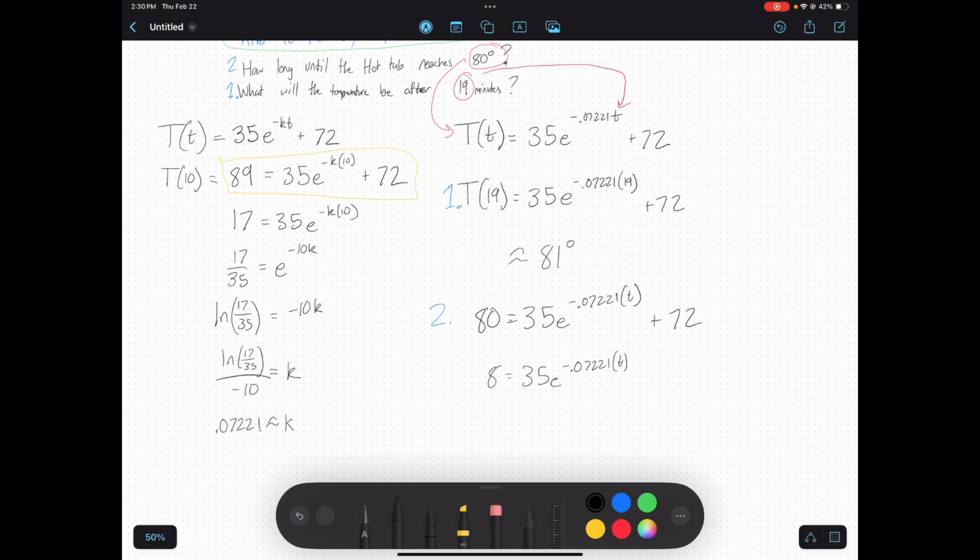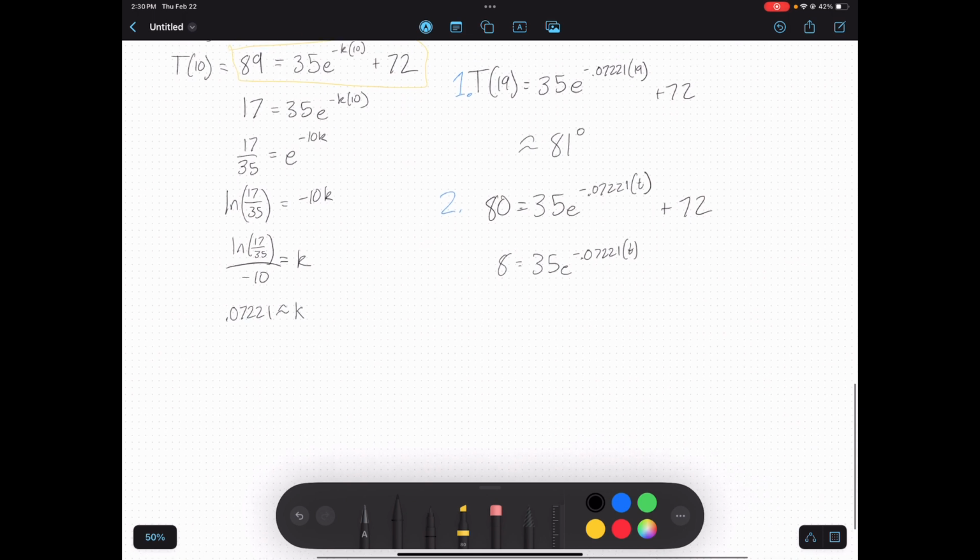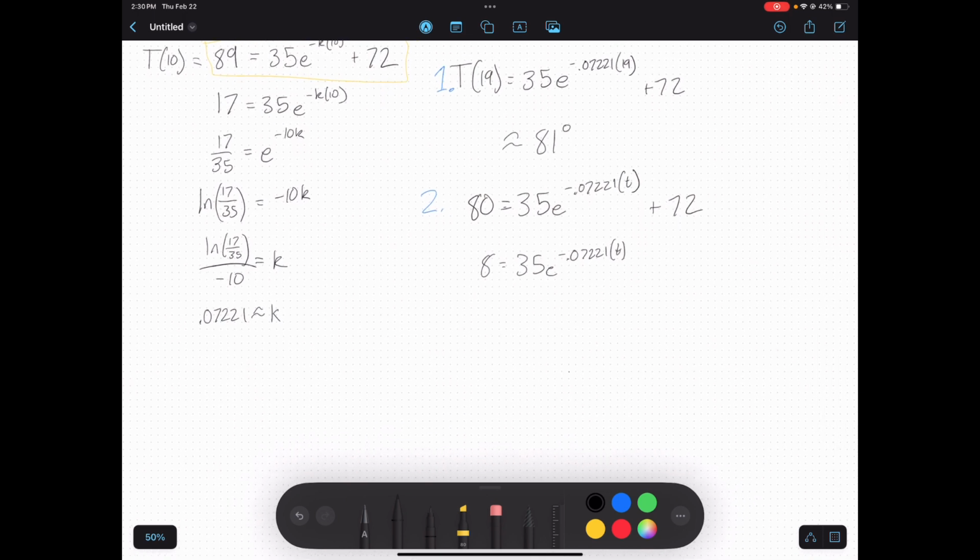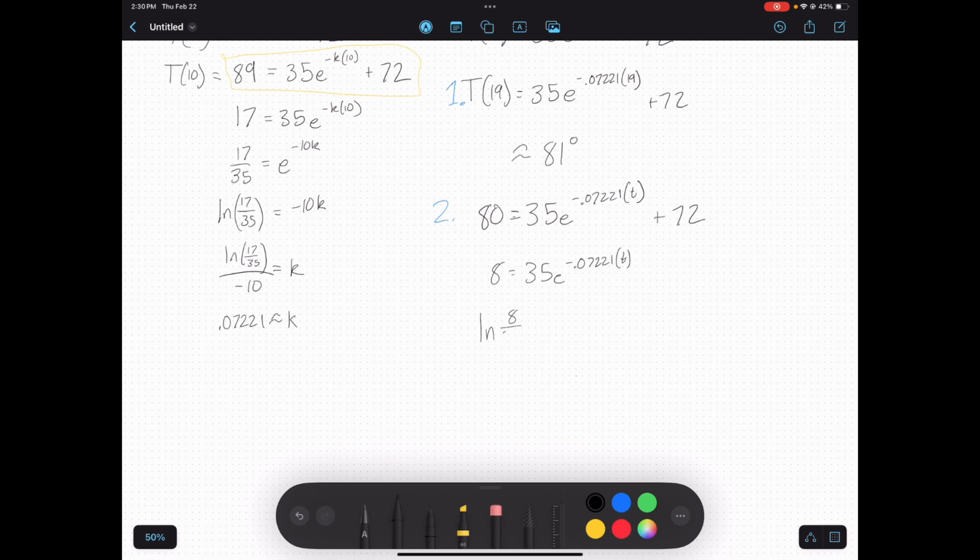I'll divide by 35, take the natural log, right? So I get natural log of 8 over 35 equals negative 0.07221t. Remember, the natural log is to cancel out that e, and then I'll divide by negative 0.07221, and I get t is approximately 20.4. So it takes about 20.4 minutes for my temperature to get all the way down to 80 degrees.